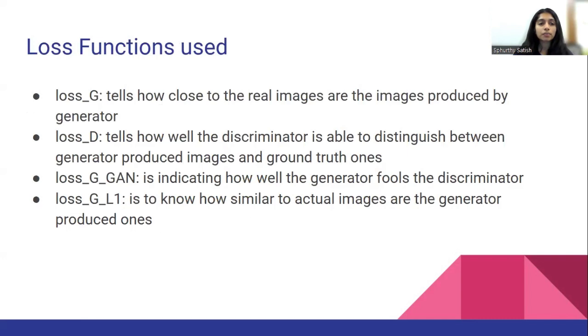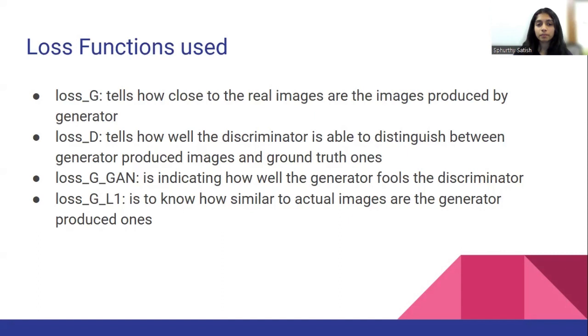The other loss functions which we used are loss G, which tells how close to the real images are the images produced by the generator. Loss D tells how well the discriminator is able to distinguish between generator-produced images and the ground truth images. Loss G GAN is indicative of how well the generator fools the discriminator, and loss G L1 is our usual L1 loss.